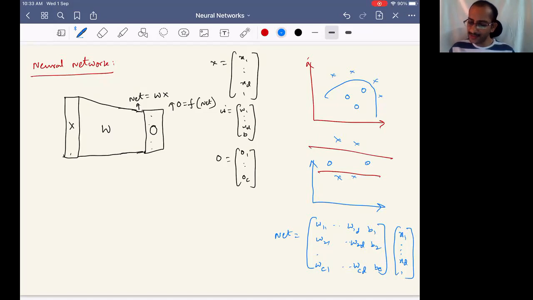And this is the net value. From this net value, you may use any nonlinear function, mapping onto the output labels. F can be a sigmoid activation function to map onto the binary labels, or it can be a threshold activation function, or any other activation function.